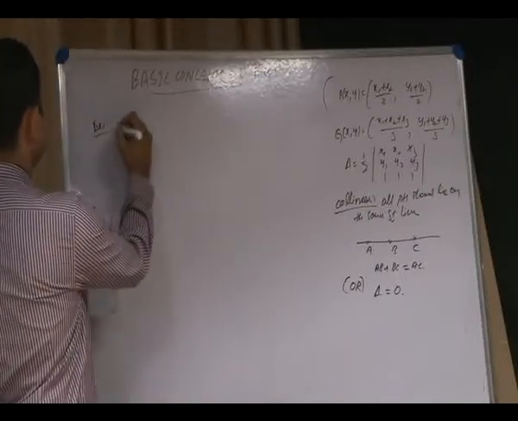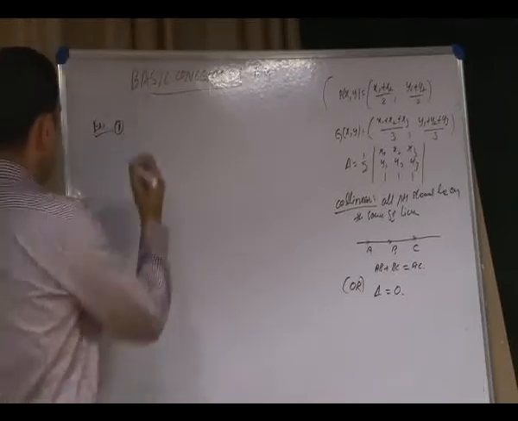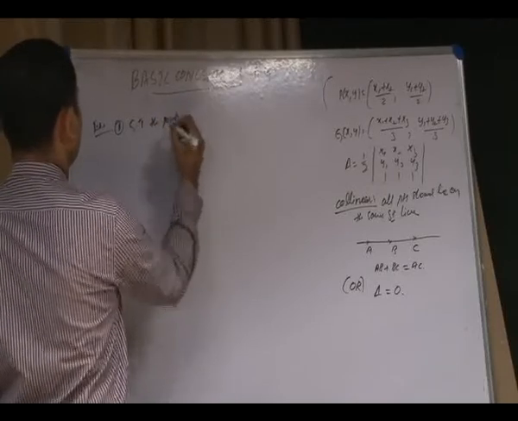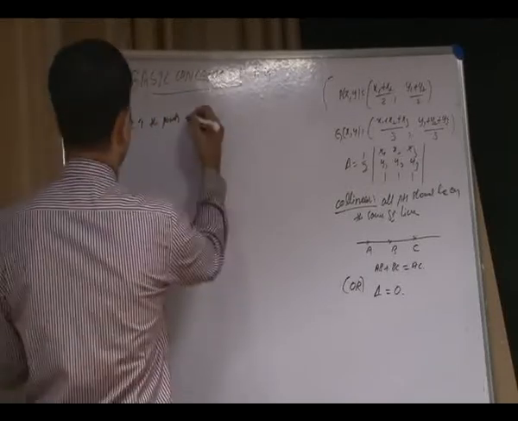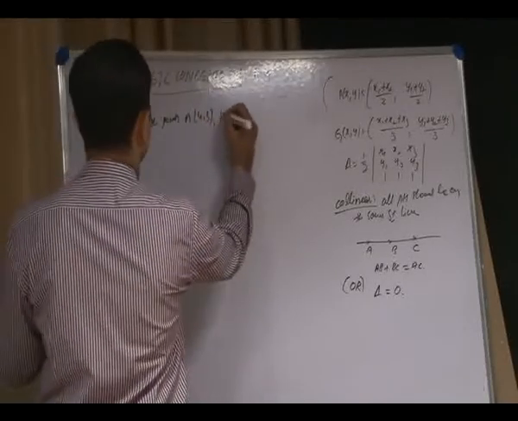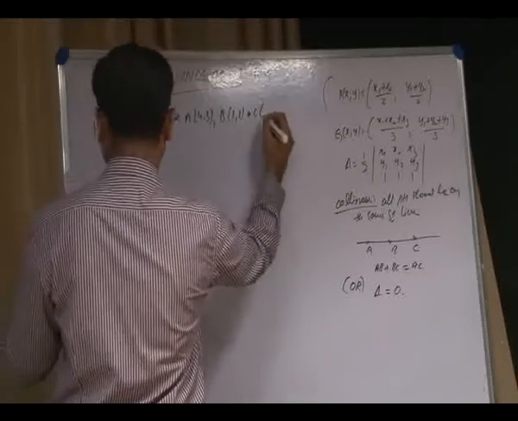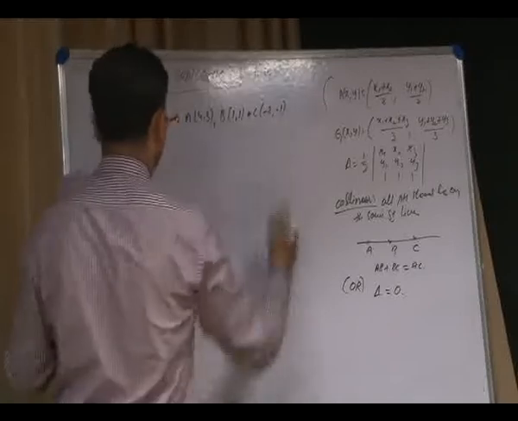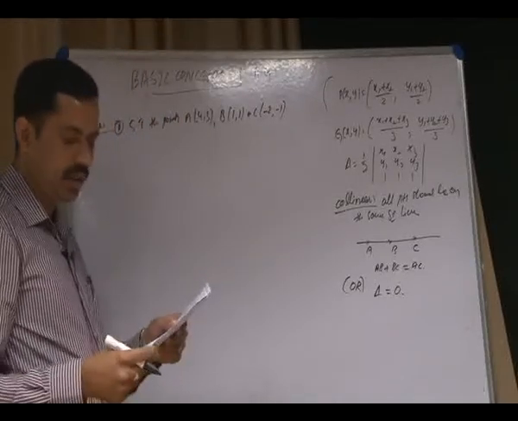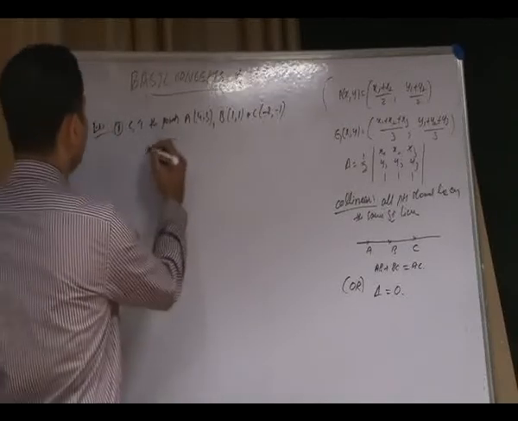Example on this. Show that the points A (4, 3), B (1, 1) and C (minus 2, minus 1) are collinear.